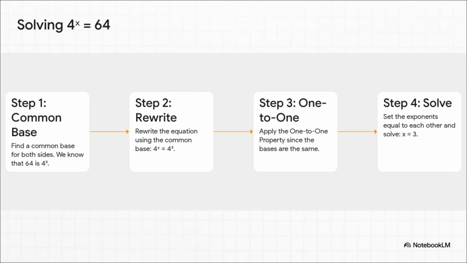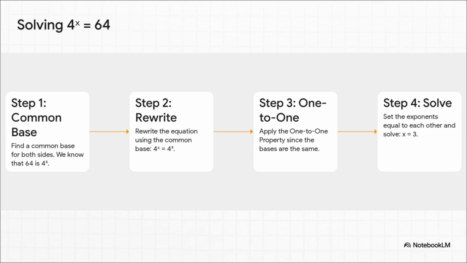So, here's our first mystery. 4 to the power of x equals 64. So what's our first move? We've got to find a common base. And you might just know that 64 is 4 times 4 times 4, which is 4 cubed. Perfect. So let's rewrite it.